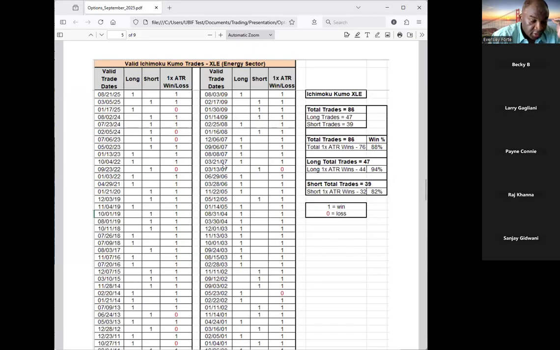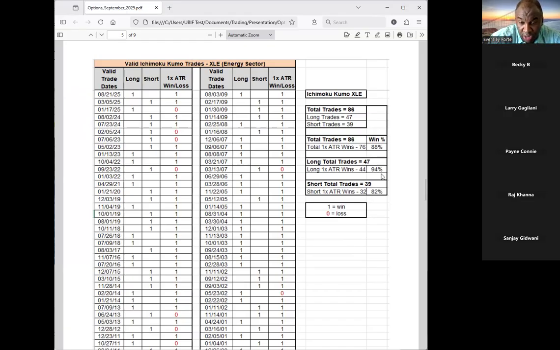So I use XLE as an example to put all the valid trades on over the last 20 years. Don't just go over and trade stuff randomly without doing your own backtest. When we look at all the numbers, we have a much better advantage trading this strategy on the long side. So this is what we have for all the different strategies. We have all the stats long and all the stats short.